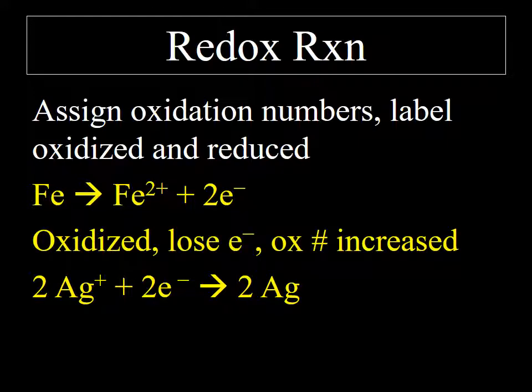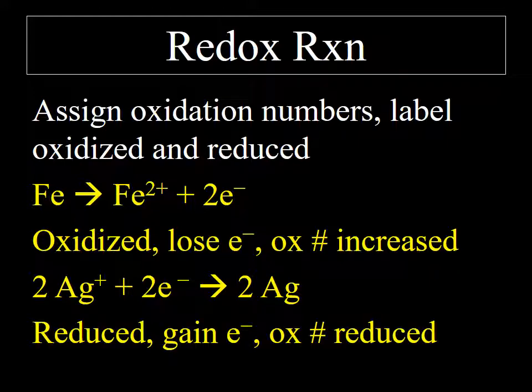So the iron will be oxidized. It's losing electrons. See, it lost them, and there they are on the right side, separate from the iron atoms. The oxidation numbers increased. We went from 0 to 2 plus. The Ag plus is reduced. It gained electrons to become Ag, just neutral Ag. So the oxidation number was reduced. It was 1 plus and now it's 0. It gained electrons. So look at there they are being added on to that silver ion. The silver ion is gaining them.